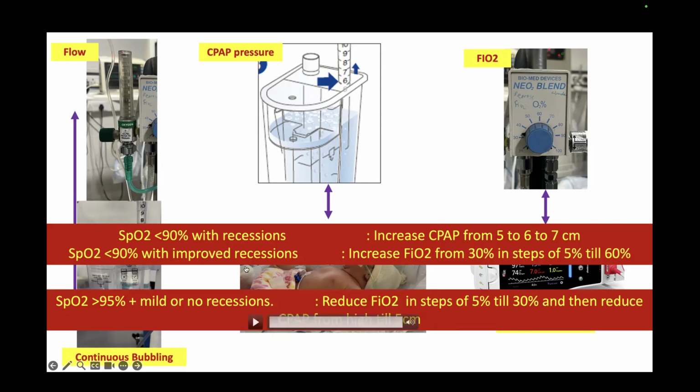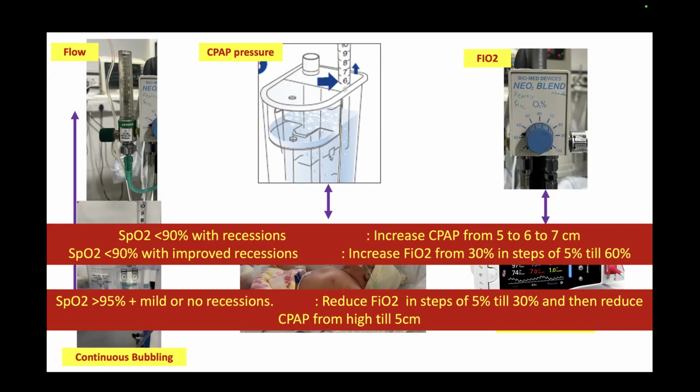Now, whenever the baby's saturations are more than 95% and there are no retractions, that means the lungs are open and the baby is having good saturations, what do you do? If you are on a high FiO2, keep coming down on the FiO2 from 60% to 55, 55 to 50, 50 to 45, and come down in steps of 5 till you get to an FiO2 of 30%. But your saturation should always be maintained between 91 to 95%. Once you come down to an FiO2 of 30%, and if there are no retractions, keep decreasing the pressure from 7 to 6, 6 to 5.